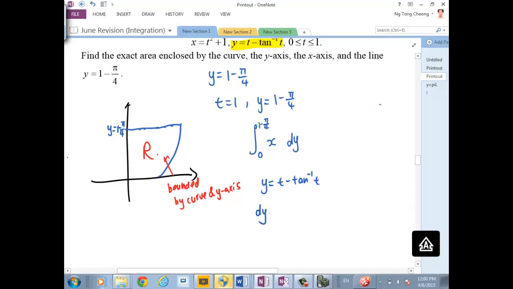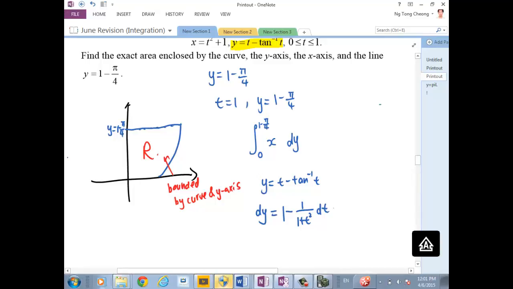I want to find my dy, so I will differentiate this. Okay, so that's how I have my dy.